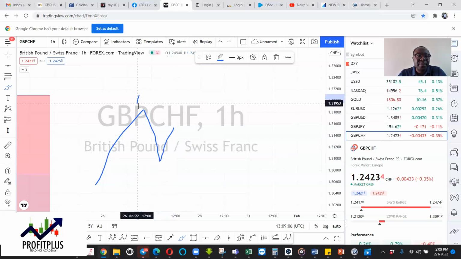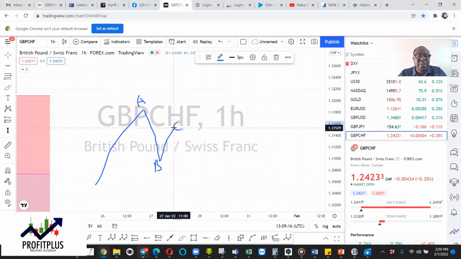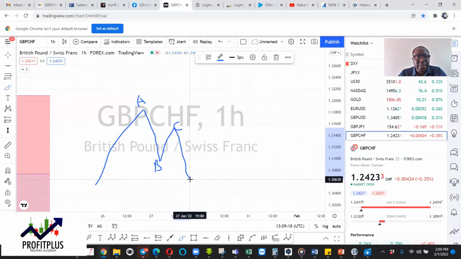So this is A. That's why it's called the ABCD pattern. This is A, this point is B, and this is point C, and it comes down again to this point D, providing us with another entry, point D.